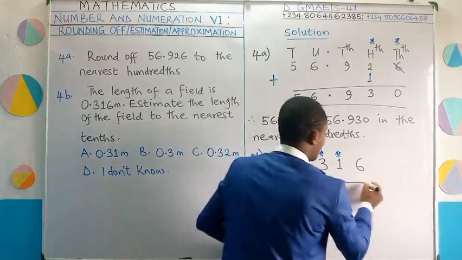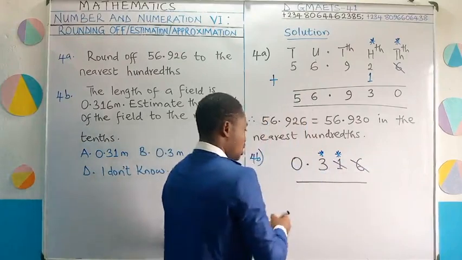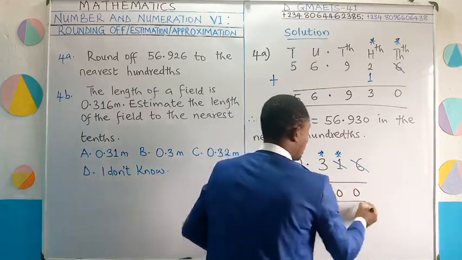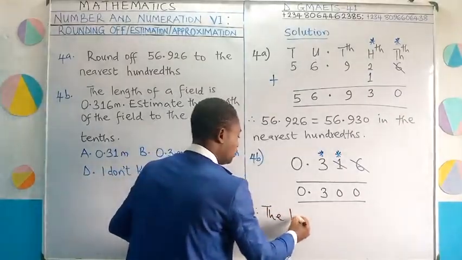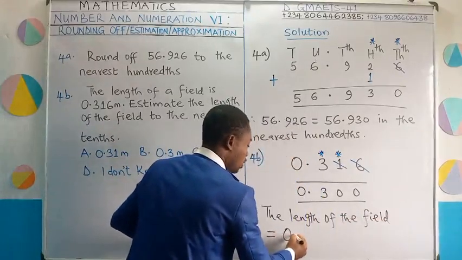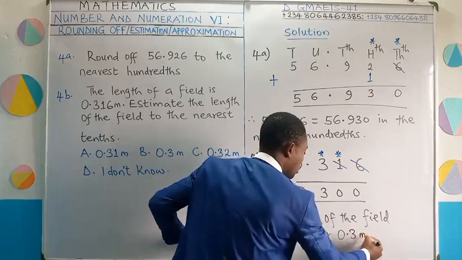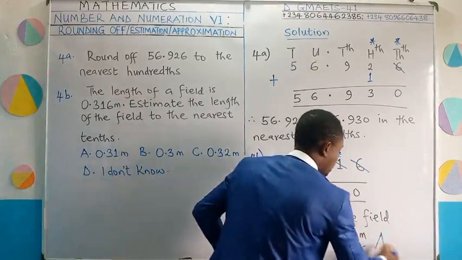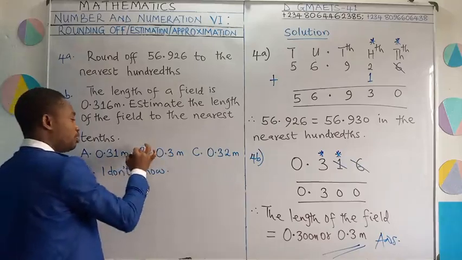Therefore, this problem is a rounding down problem. And so, I'm going to simply reduce this to 0. Take this one to 0 as well. And my answer will be 0.300. This is still the same as 0.3. In conclusion, therefore, the length of the field is equal to 0.300 or 0.3 meters. Okay, meters. That's just the answer to that question. And of course, we can check for the correct option, and that goes with option B.